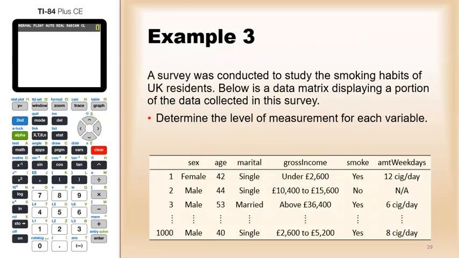Right. One last example of this. A survey was conducted to study the smoking habits of UK residents. Below is a data matrix displaying a portion of the data collected in the survey. Have you determined the level of measurement for each variable? Go ahead and try to think about the variables and what kind of level of measurement each one has.